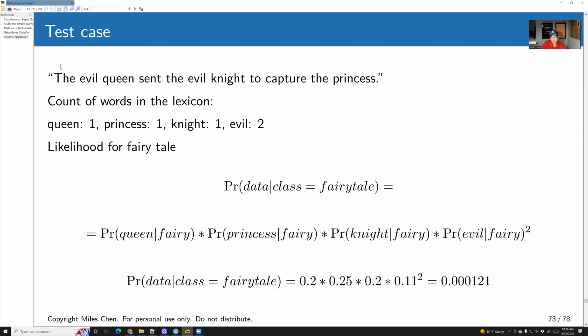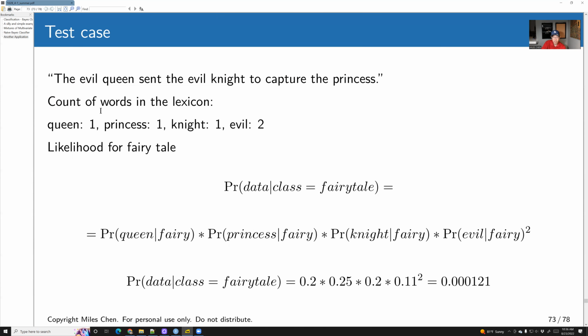Okay, so let's say we have this sentence: the evil queen sent the evil knight to capture the princess. I'm being a little redundant, but let's say this is the sentence. Now, do you think this sentence is about chess or is it about fairy tales? The fact that we've got the evil queen and the evil knight and the princess feels like a fairy tale. I can't imagine this sentence coming up in chess.